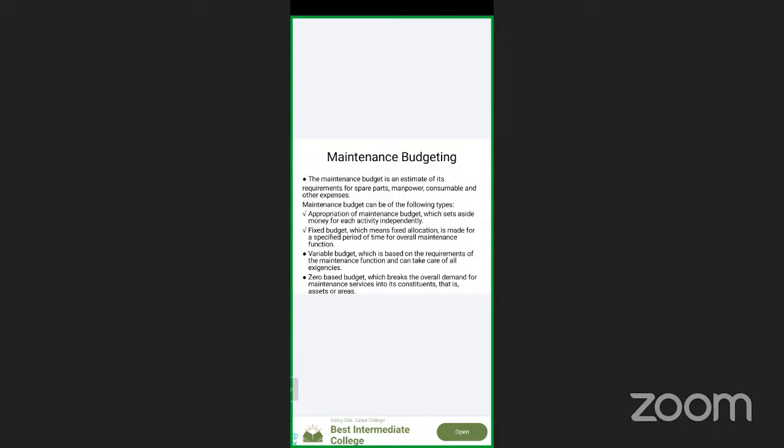You have the appropriation of maintenance budget, which sets aside money for each activity independently. Appropriation budget means for material, I have to use so much money, for labor so much, for other expenses so much. That is the appropriation of maintenance budget. Next, we have the fixed budget. Fixed budget is, as the name implies, a fixed allocation made for a specific period of time for overall maintenance.